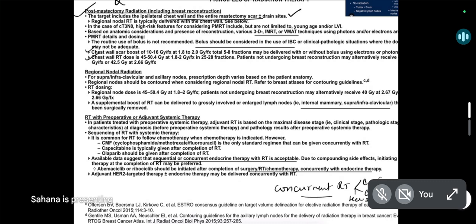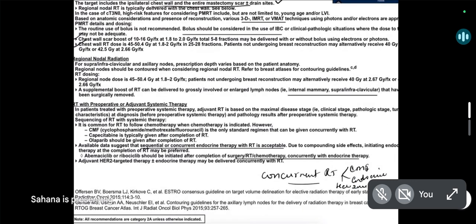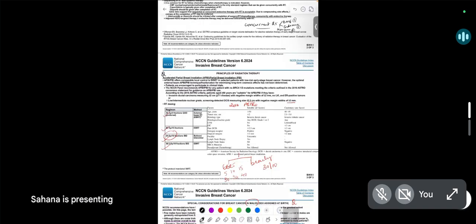So when do you sequence your RT? After completing your chemotherapy, you can give your radiation. The only regimen that can be combined with RT is CMF. You can comfortably combine your targeted therapy, that is HER2, and endocrine therapy with RT. None of your CDK4 inhibitors with irradiation.